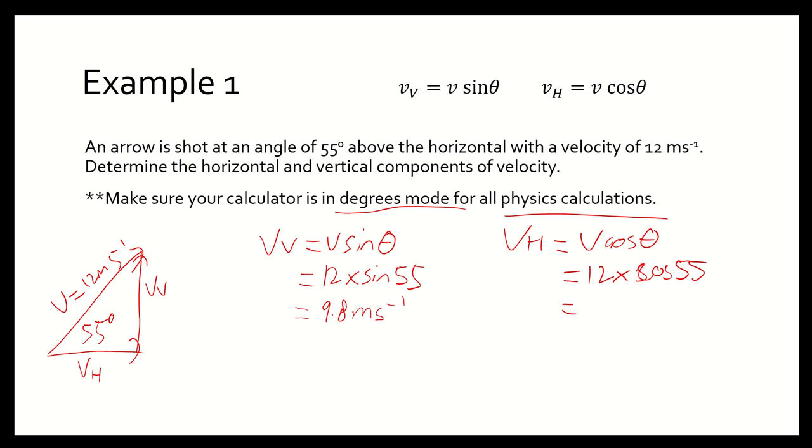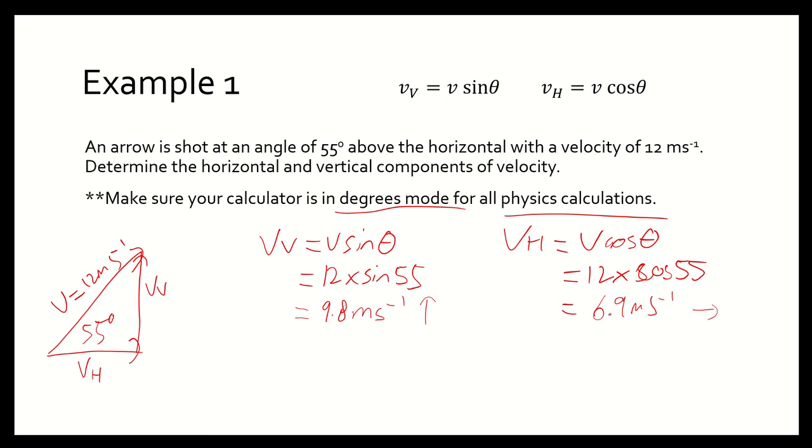per second. We don't need a direction because it is vertical. Actually, it is velocity, so it does have a direction. So it's 9.8 meters per second up. You wouldn't get marked down if you didn't. And then our horizontal component of velocity is going to be 12 times cos 55, which is 6.9 to two significant figures. So 6.9 meters per second to the right, assuming that the arrow was shot this way.